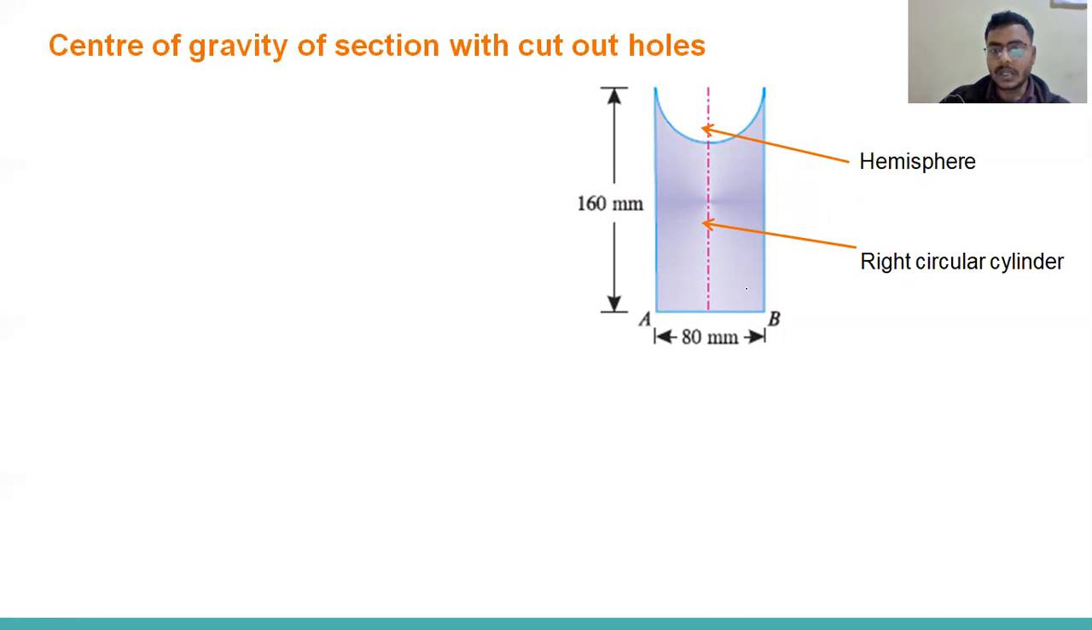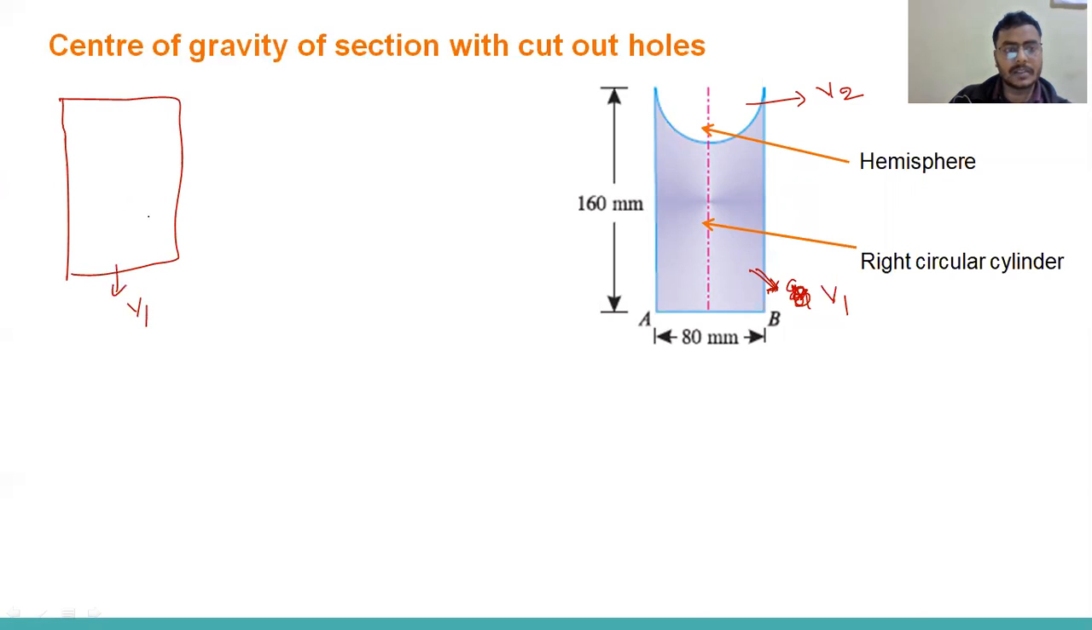So in this case, what can we do? For the cylinder, I'm taking not A1 but the total volume, V1, since now we are working with a solid body. And this hemisphere I'm writing as V2. So I have taken the total, V1, that is the cylinder, and I'm going to deduct a hemisphere. So finally, you will get this value.